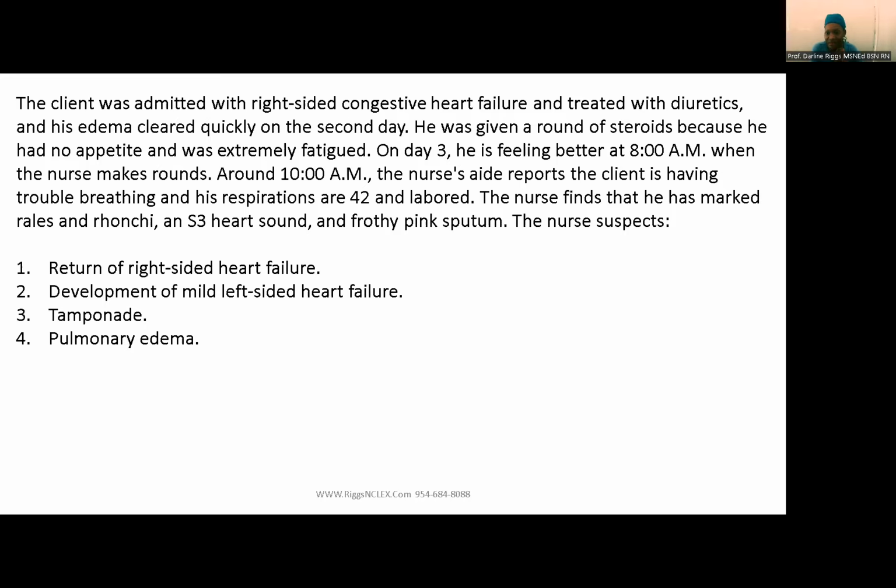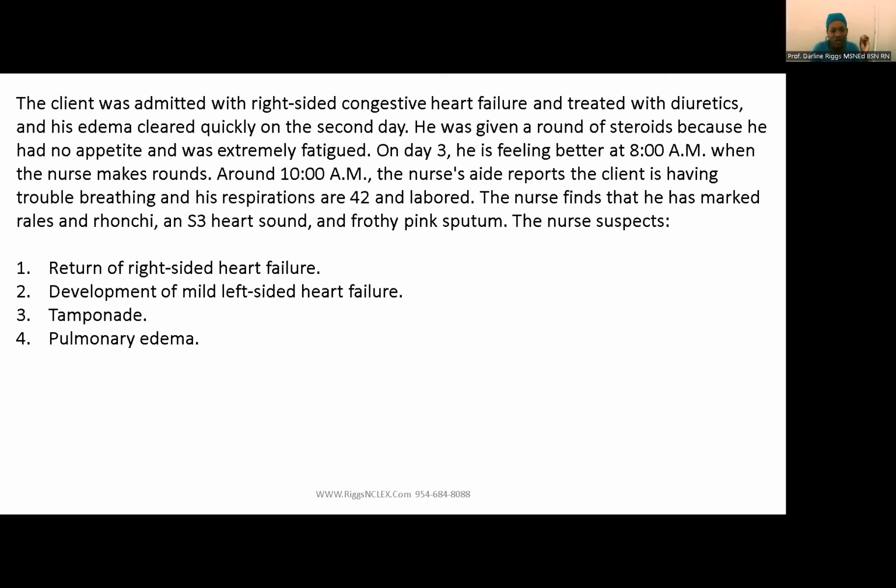The nurse suspects, awesome question, is the client returning to right-sided heart failure they were admitted with? Are they now developing mild left-sided heart failure? Do have some signs and symptoms here. Are they experiencing tamponade, which we've already covered? Or are they having a pulmonary edema? Now you need to do a process of elimination. If you can't see it right off what's happening, process of elimination.